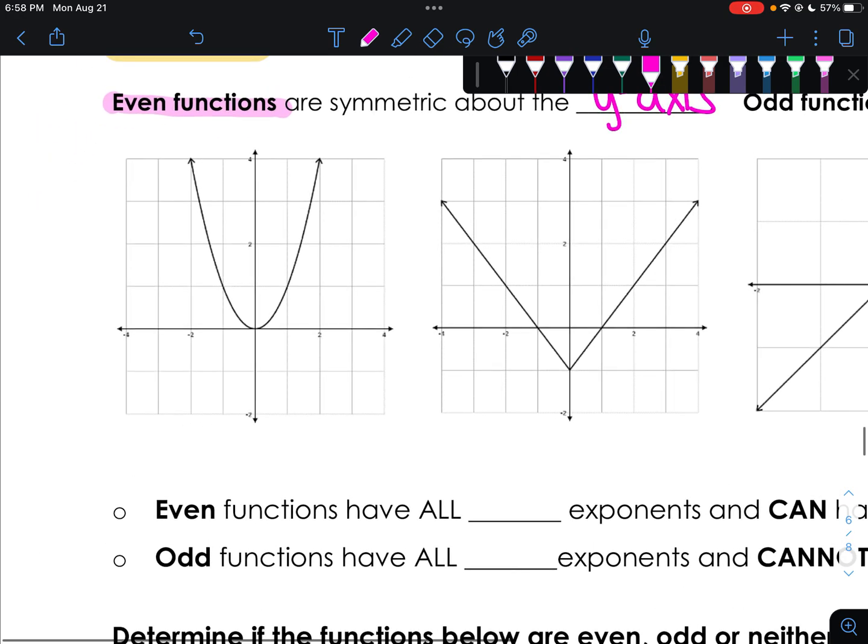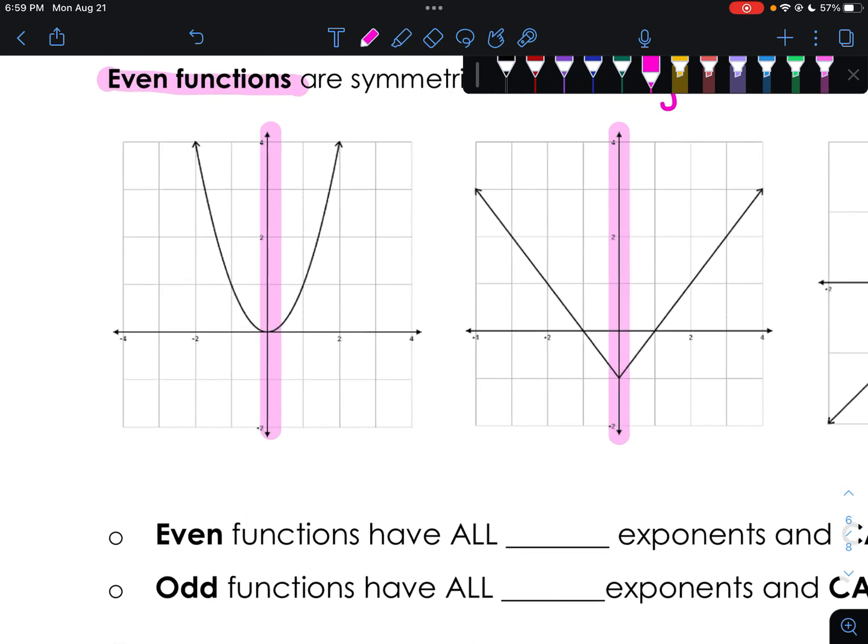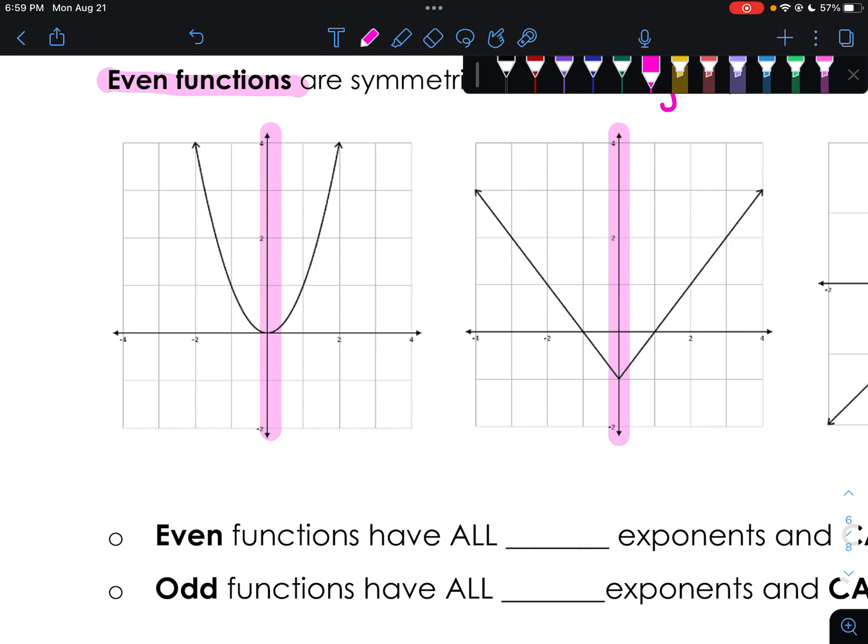So to be symmetric about the y-axis, that means there's going to be a mirror image about the y-axis right here and right here. So if I were to fold this graph in half along the y-axis, everything on the left would match everything on the right. Another thing to know about even functions is the y-axis symmetry goes for points as well.